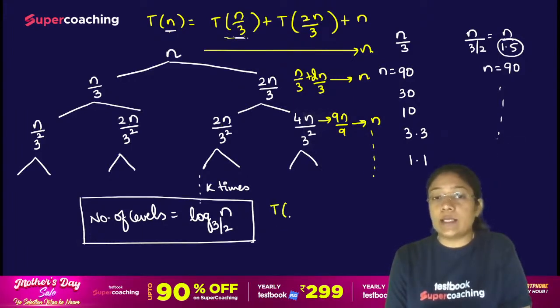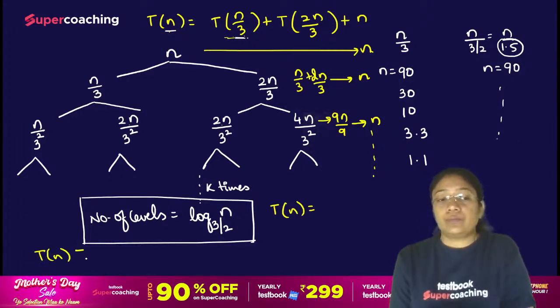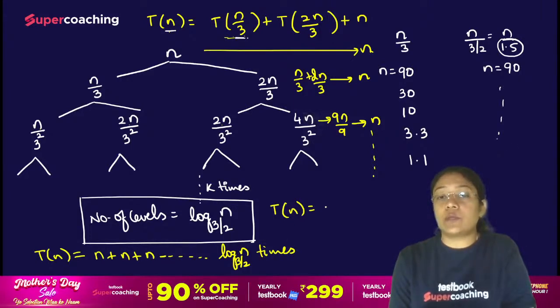So easily we can say that the time complexity for this one is n plus n plus n, or let me write here, is equal to n plus n and so on up to log n times. So time complexity comes out to be order of n log n with the base 3 by 2.